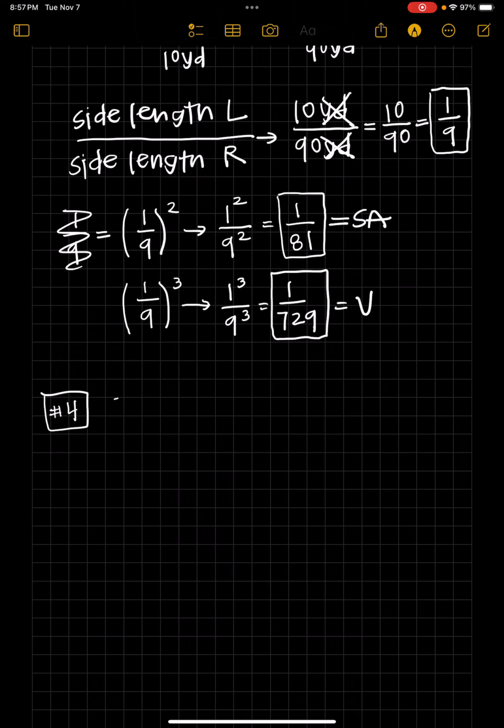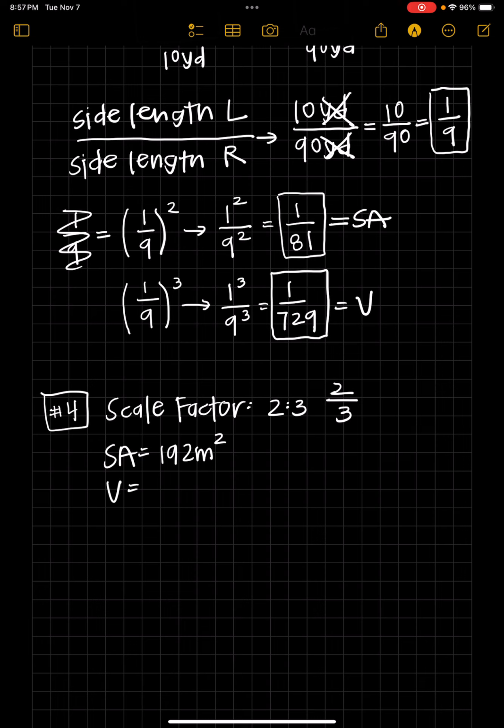Let me just write out what it has. So we know that the scale factor for some shape is 2 to 3. Now, that's a fancy way of writing just a fraction, 2 over 3. So we can write it this or that way or that way. We also know that one of the surface areas is 192 meters squared, and one of the volumes is 640 meters cubed. And the goal here is to figure out the surface area and the volume of the other shape.